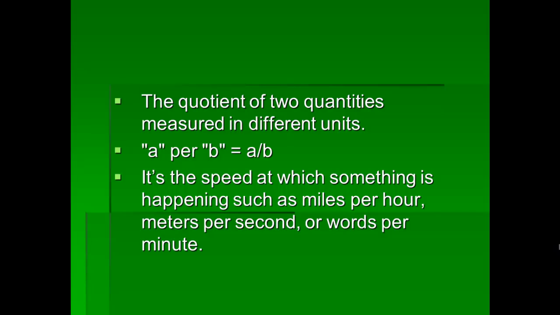A rate is the quotient of two quantities measured in different units. A per B equals A over B. It is the speed at which something is happening, such as miles per hour, meters per second, or words per minute.